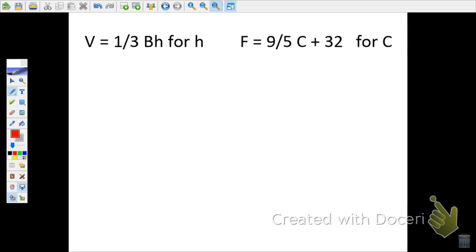Next one, V equals 1/3 B times H for H. So similar to what we just did before. Go ahead. Times it by 3. Okay, so I'm going to multiply by 3. So 3 capital V equals capital B times H. And then next step, divide by capital B.